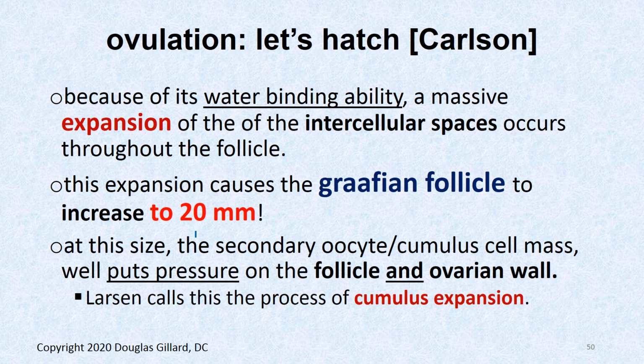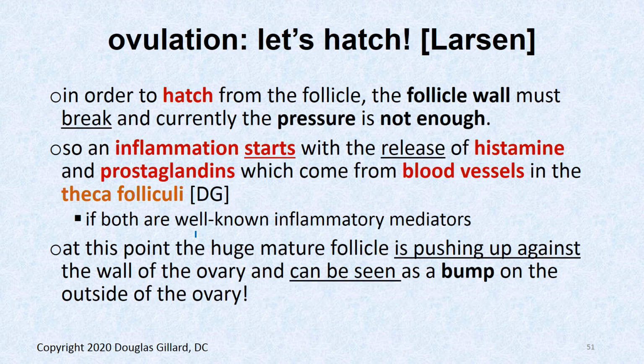Okay, so at this point, the secondary oocyte and cumulus cell mass put pressure on the follicle wall, so the oocyte is starting to rupture out of the follicle that it's in. In order to hatch, the follicle wall must break, and currently we don't have enough pressure, so we have another problem to solve. It's getting big, but the wall is too strong, so an inflammation starts.